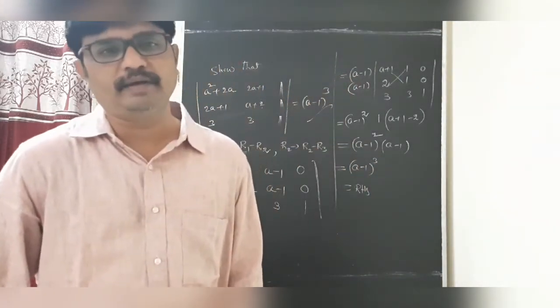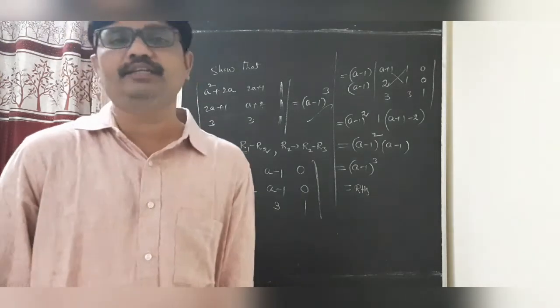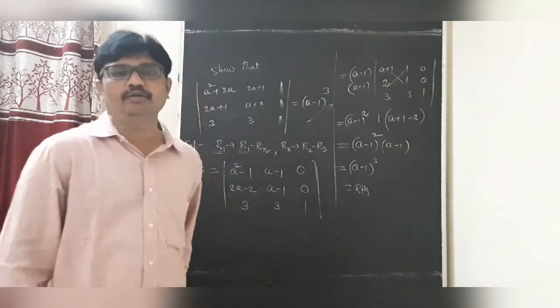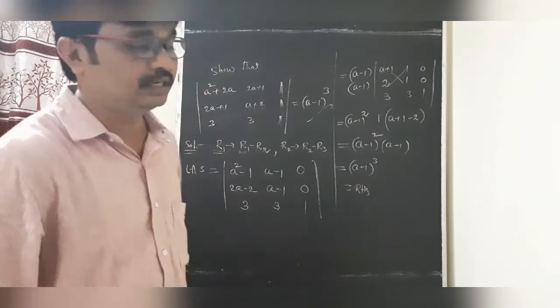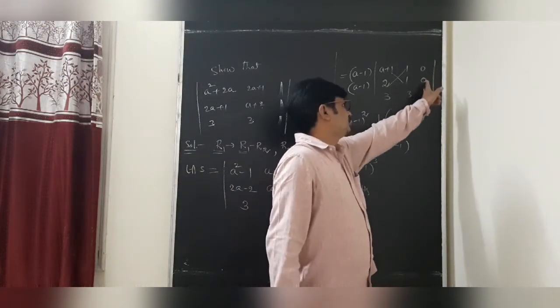So we are taking R1 minus R2 and R2 minus R3. After that we are taking the common factor in the first row, a minus 1, and also the common factor in the second row, a minus 1. After that we observe, after the common factors, that in the third column there are zeros.